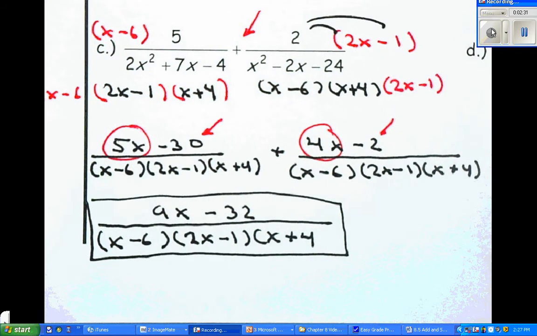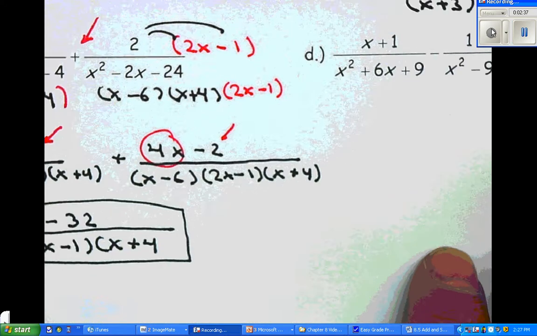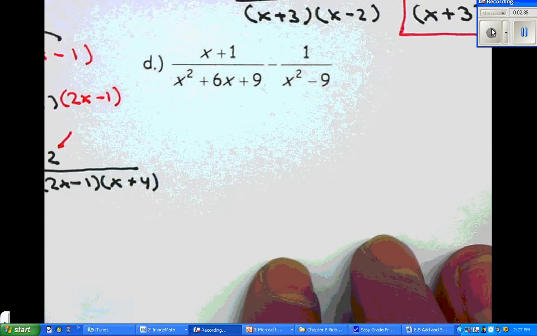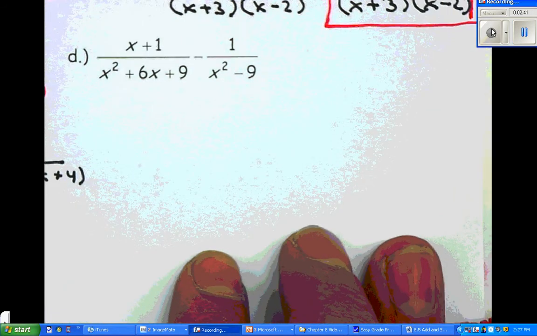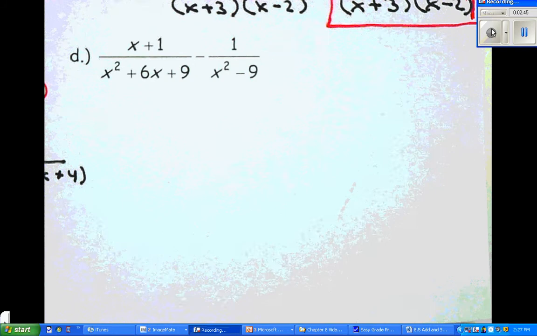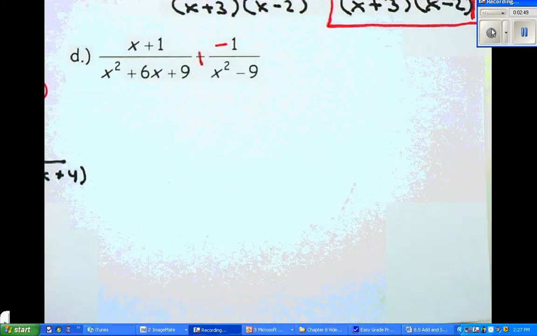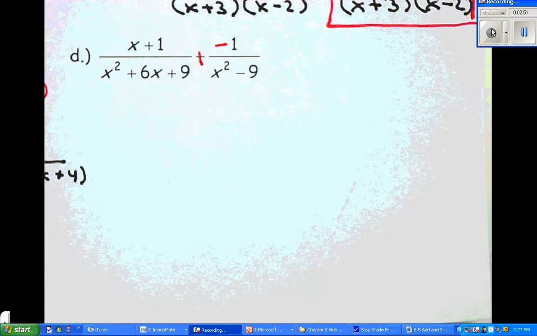So very similar to the previous problem. Let's go through letter D. We are going to factor the denominator, but before that, if you notice, we have a subtraction. We're going to make it an addition and use the opposite, which just makes our life a little bit easier.